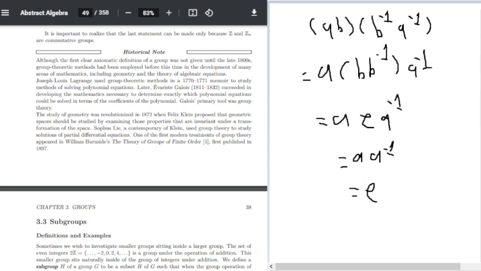The study of geometry was revolutionized in 1872, when Felix Klein proposed that geometric spaces should be studied by examining those properties that are invariant under a transformation of the space. Sophus Lie, a contemporary of Klein, used group theory to study solutions of partial differential equations. One of the first modern treatments of group theory appeared in William Burnside's The Theory of Groups of Finite Order, first published in 1897.